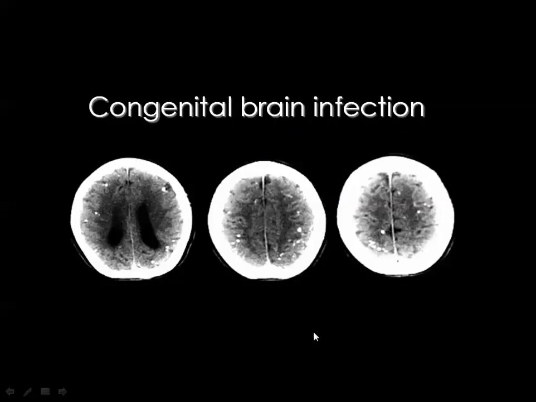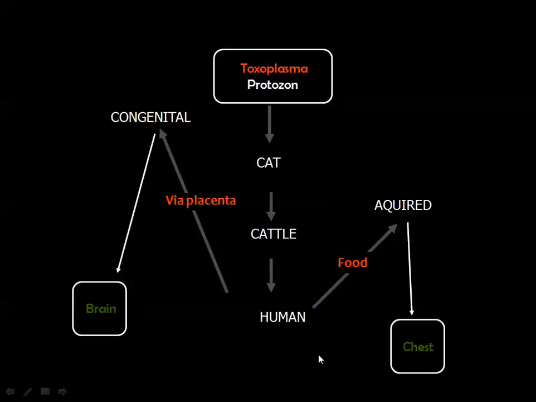And if you see a brain scan like this with multiple foci of calcification scattered in the periventricular area of both cerebral hemispheres, then you may say that one of the differential diagnoses is the congenital intracranial infection, but you are not able to know which is the cause of infection.